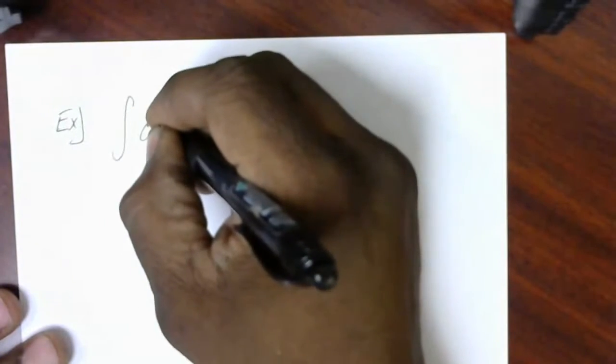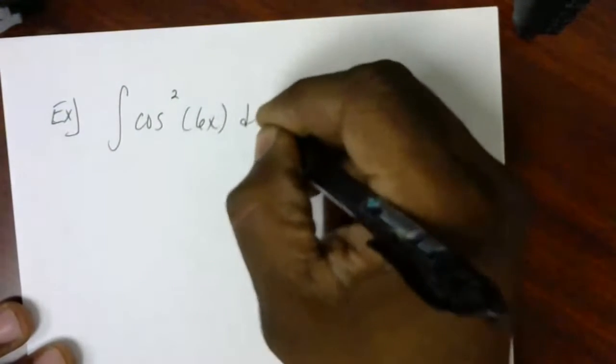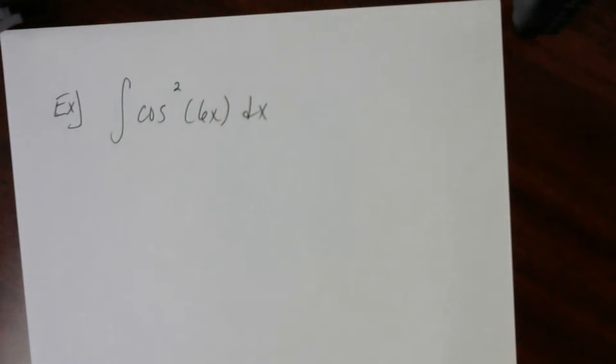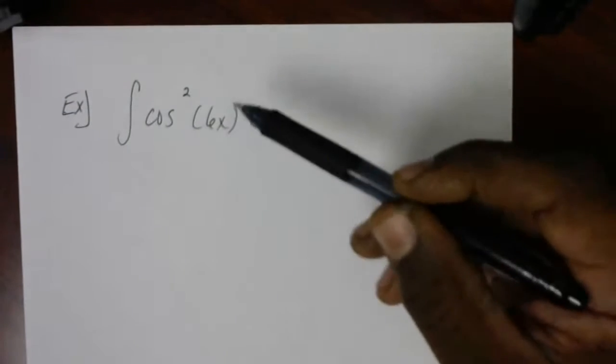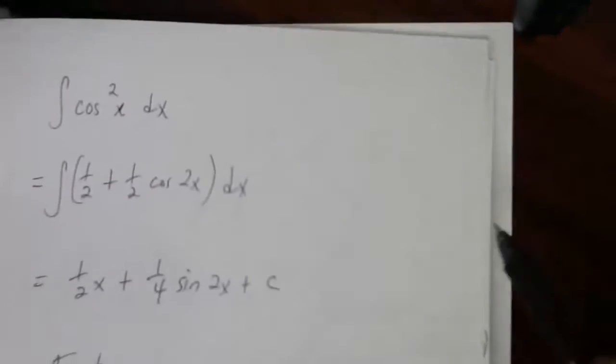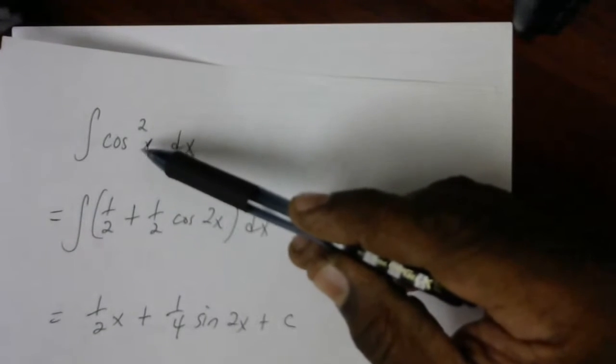All right, so how do we integrate cosine square 6x? All right, so we have a formula to integrate cosine square x, right? But notice this formula is really specific. The coefficient for my argument of cosine is 1, not a 6.